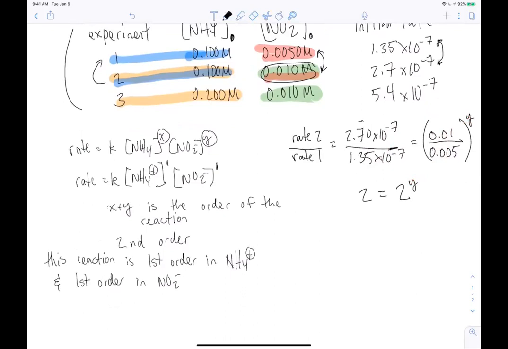So when it's simple, like doubling the concentration has the exact same effect on the rate as doubling the rate, then it's very easy to solve for y. y equals just 1 there.